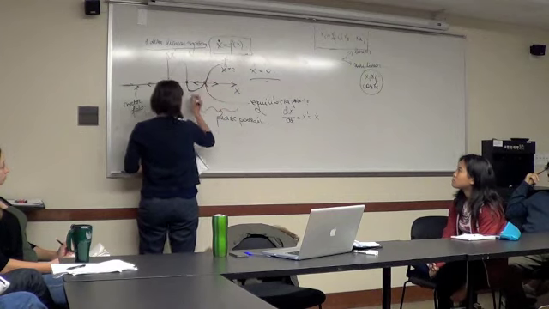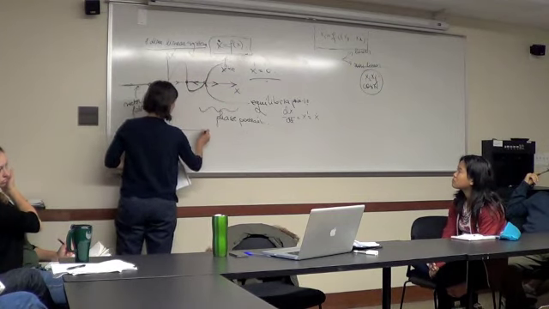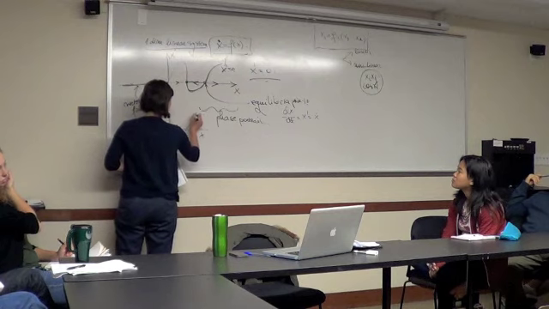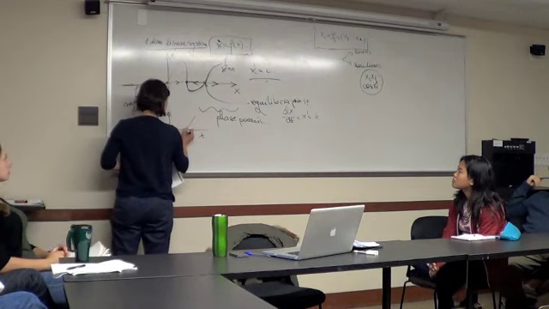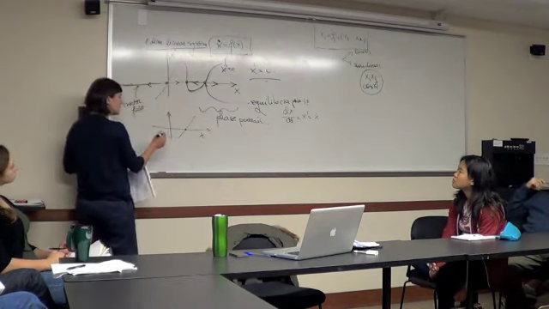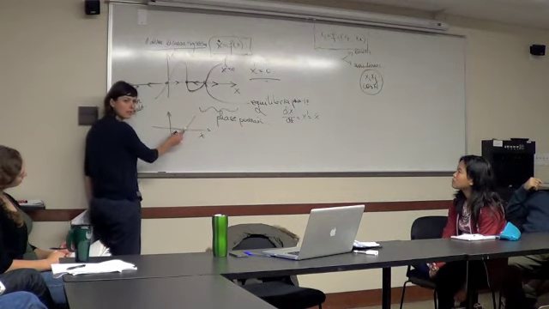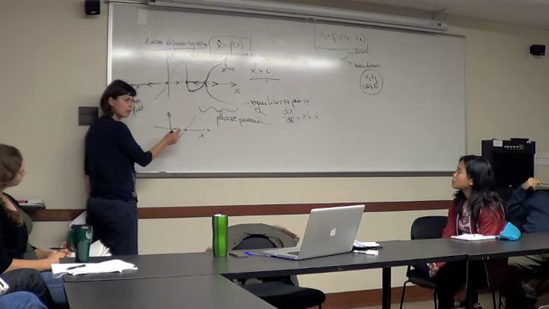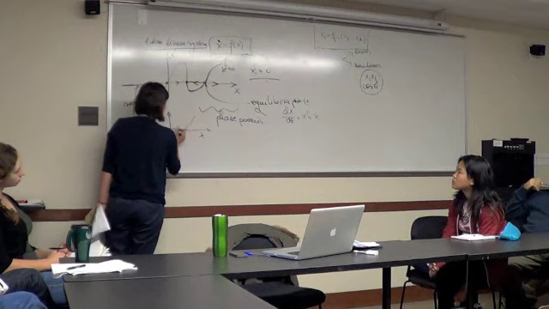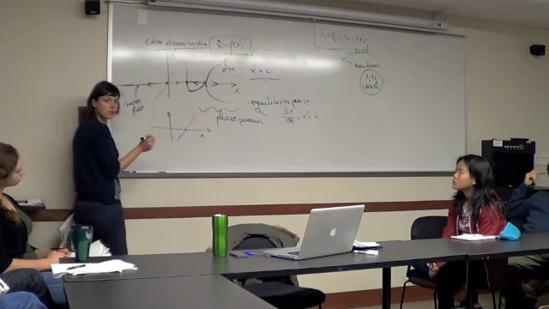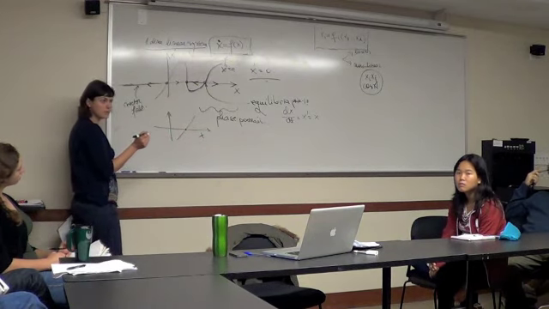Let's say we have this type of thing. Does everyone understand why if we start here, we stay here? Because the derivative is 0, so there's no change in the system.